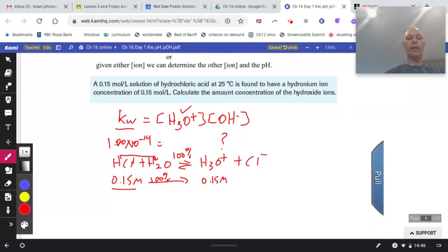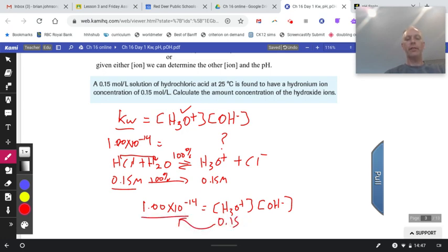Well, that's where you use Kw. So Kw is 1 times 10 to the minus 14 equals concentration of hydronium times hydroxide, and we have hydronium 0.15. So bring this one over and divide it, and you get the concentration of hydroxide. But you can do that very quickly. So 1 times 10 to the minus 14 divided by 0.15.